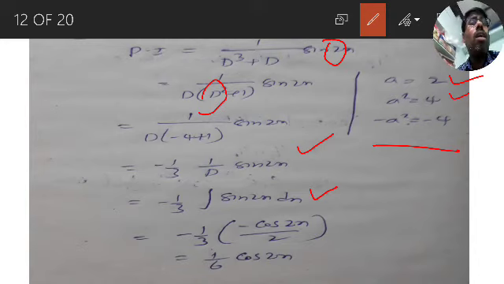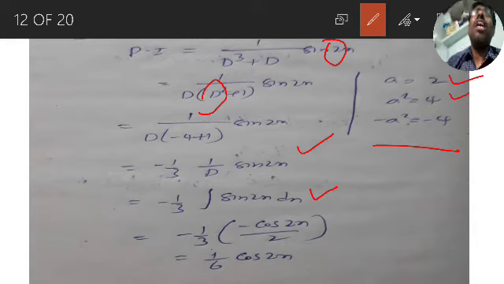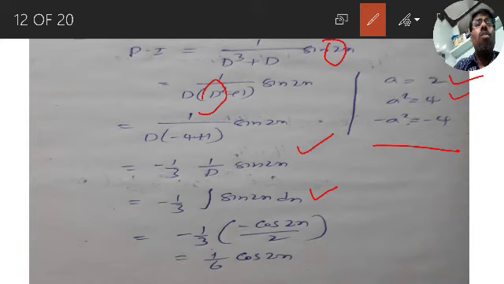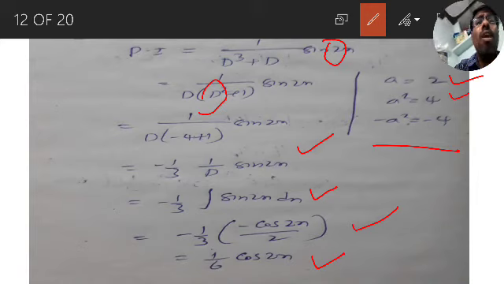This is a new thing we come across here. Are you getting it, guys? The new thing is 1 by d. If it is d, we do derivative. For 1 by d, we do integration. What is the integration of sin x? Sin x integration is minus cos x. Integration of sin 2x is minus cos 2x by 2. Minus into minus is plus, 3 into 2 is 6. Therefore, what is our yp? Yp is 1 by 6 into cos 2x. So this is my yp.